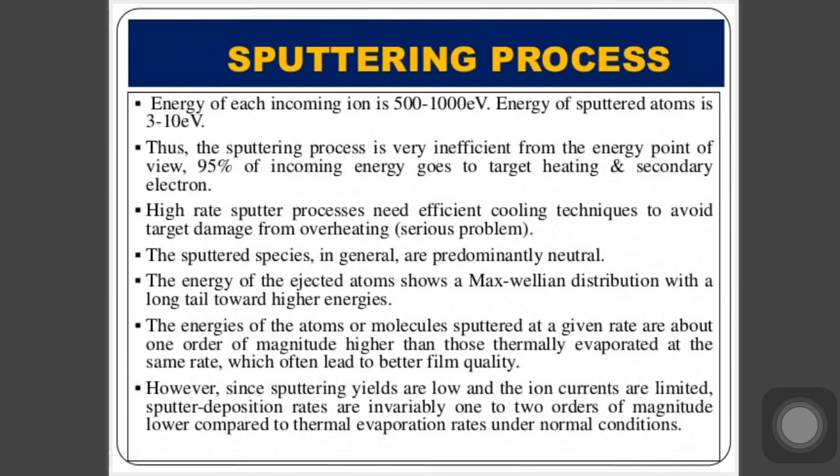From the energy point of view, 95% of the incoming energy goes to target heating and the secondary electrons. यानी इस प्रोसेस के थ्रू आप 95% जो इनकमिंग एनर्जी है वो आप एक प्रॉपर टारगेट से हीट करके आप वहाँ पे रिप्लेसमेंट कर सकते हैं. The high rate of the sputter processes needs efficient cooling techniques to avoid target damage from overheating. यानी एटम टू एटम टारगेट कर रहे हैं, राइट.